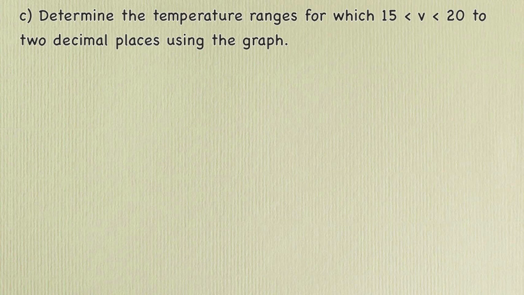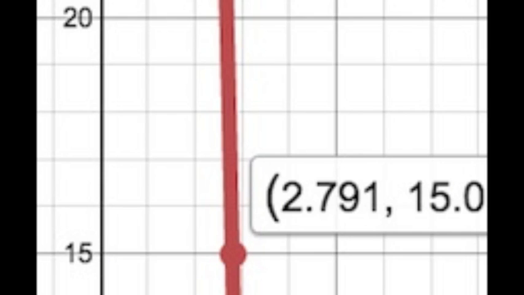This part of the question asks us to determine the temperature ranges for which the viscosity is in between 15 and 20 to 2 decimal places using the graph. Another way of asking this in relation to the graph is: at what x value is the y value of 15 and 20? We can see in our graph that the x value for the y value of 15 is 2.791, which means the t value is 2.791 for the v value of 15.